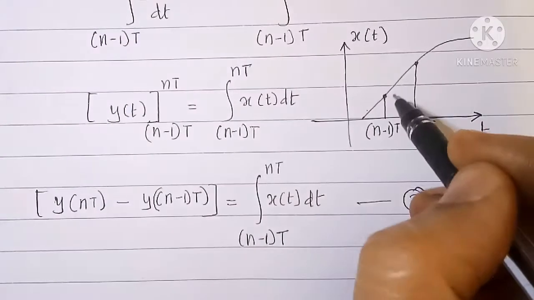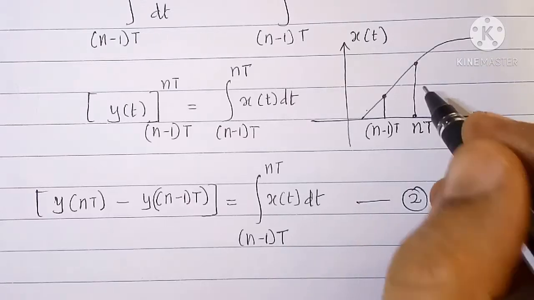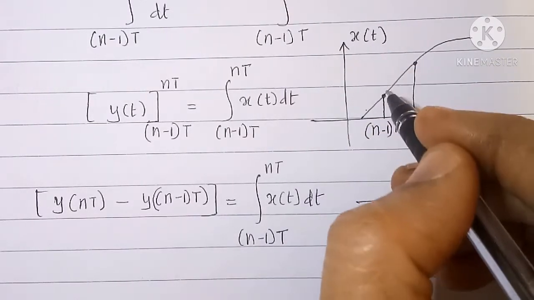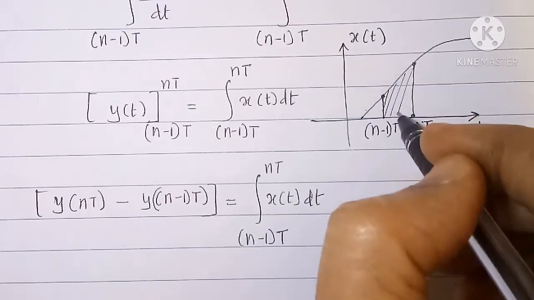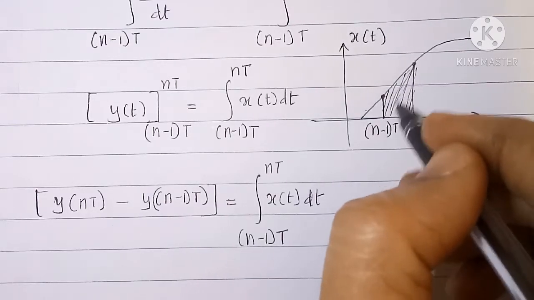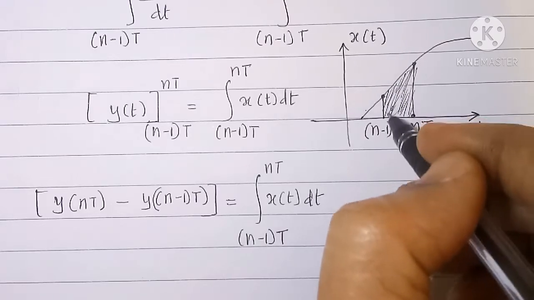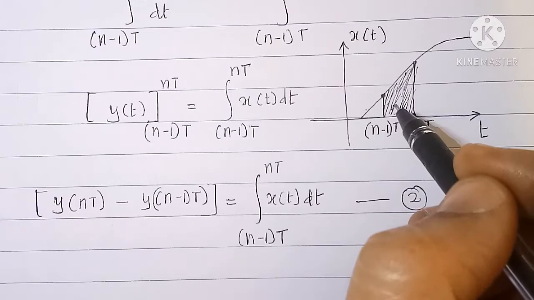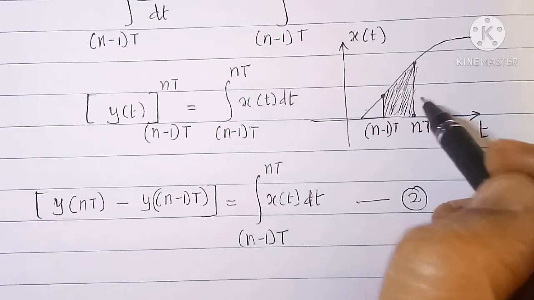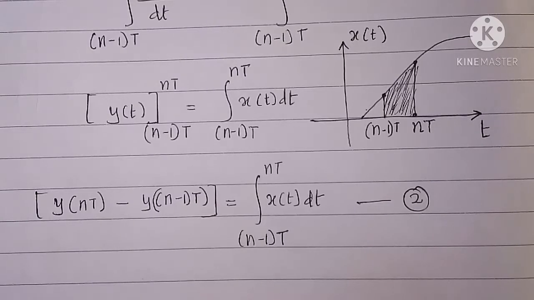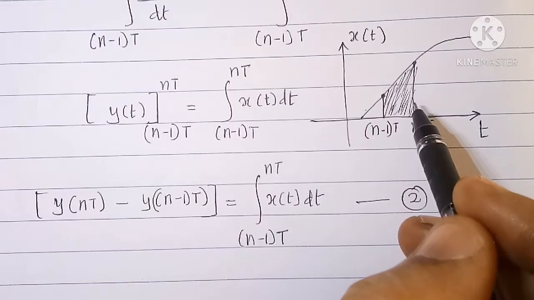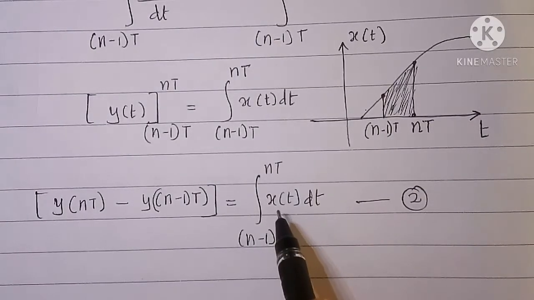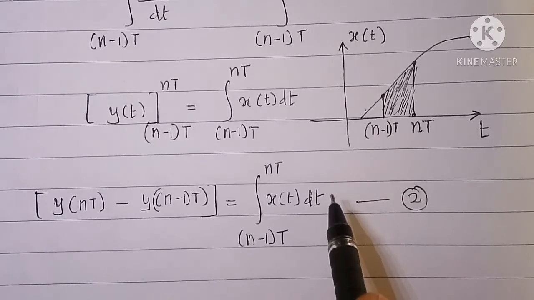Integration means what? Integration of this function x of t is nothing but finding the area under the curve with given time limits. That is, this area we have to find. And this area appears to us like a trapezium. Therefore, the integration of x of t here would now be written as the area of a trapezium.